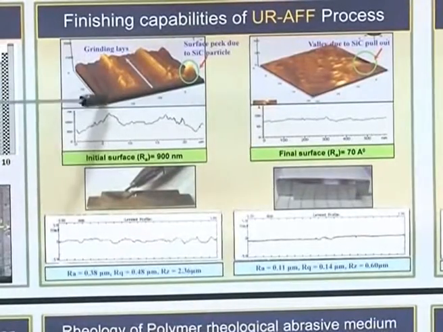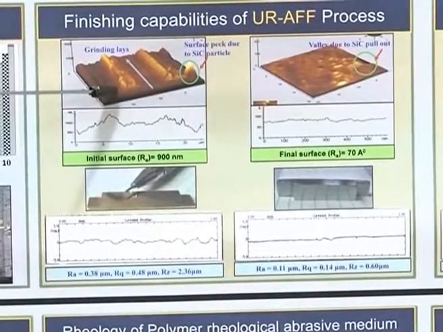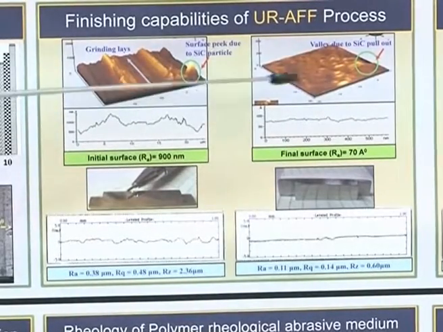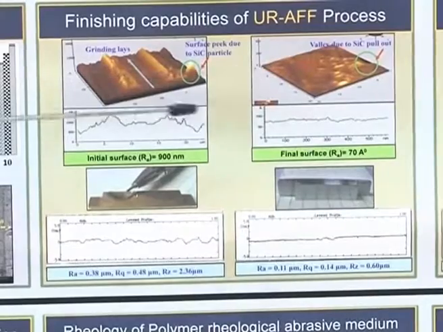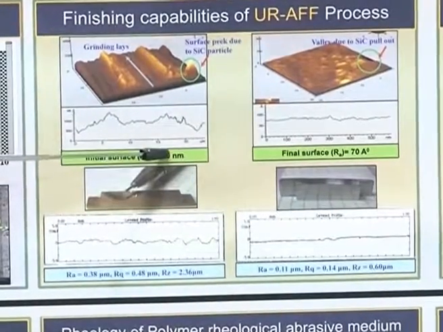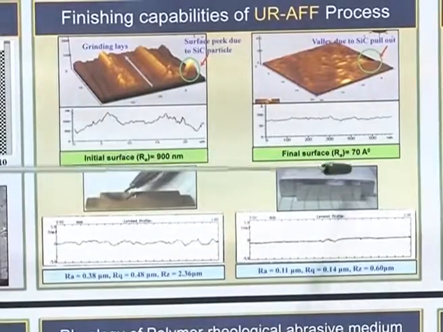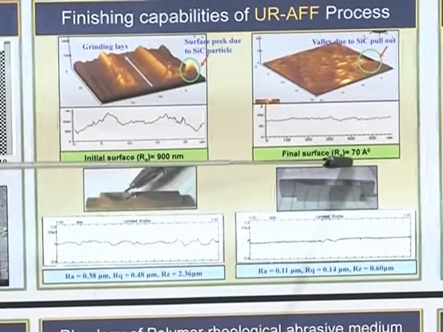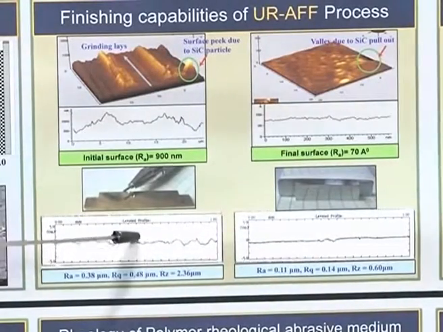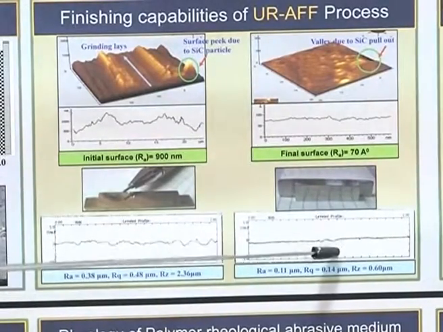Now you can see the atomic force micrographs of the initial surface as well as the final surface. The initial surface which we tried to finish is 900 nanometers and we have finished up to 70 Angstroms. You can see the profiles. This is the initial surface profile and this is the final surface profile.